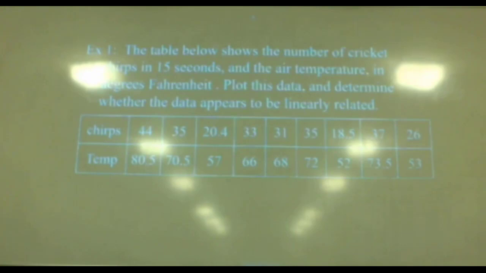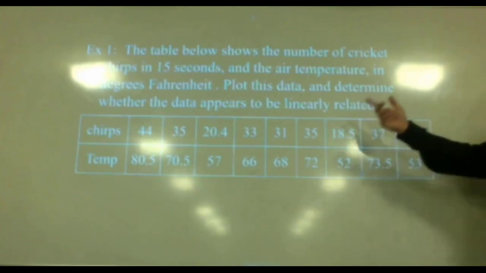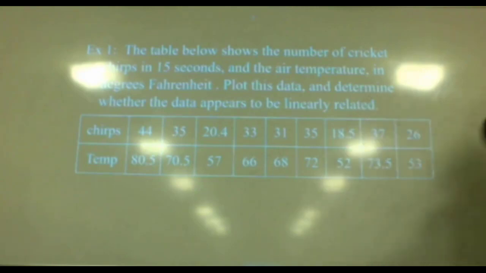So here's our first example. Example 1: the table below shows the number of cricket chirps in 15 seconds, and the air temperature that goes with that information in degrees Fahrenheit. Plot this data and determine whether the data appears to be linearly related. And when it says linearly related, it means we can come up with a line that pretty much will represent the points that we find. Okay, so here's our data, and let's go on to the next thing.